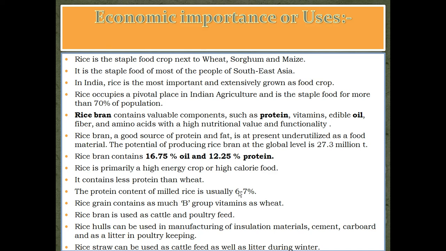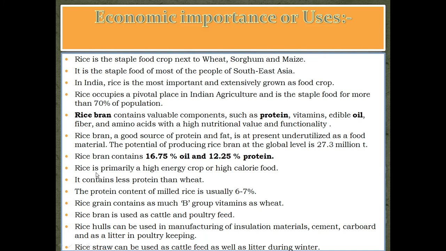And this is the potential of producing rice bran at the global level, that is 27.3 million tons. Rice bran contains 16.75% oil and 12.25% protein. This is the important part, the nutritional benefits of rice bran.